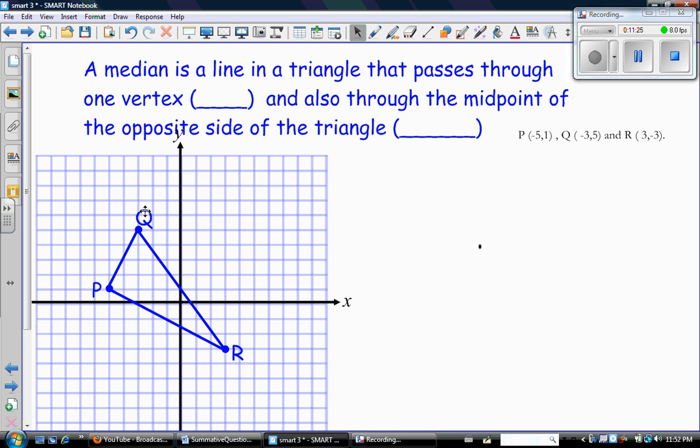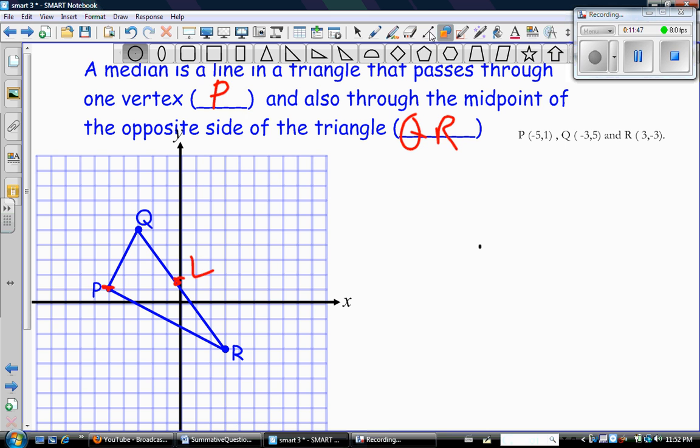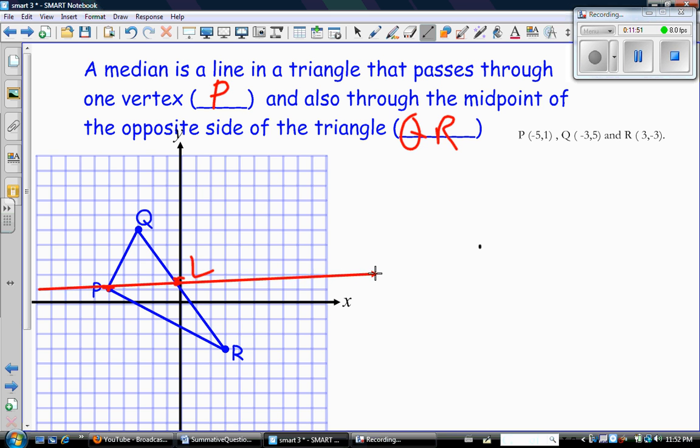We found the median from Q. We found the median from R. So this one has to be the median from P. A median is a line in a triangle that passes through one vertex, P, and also through the midpoint of the opposite side of the triangle. So the midpoint of QR is what we need. And I have JK, so this one's obviously going to be L. So there's going to be a line, something like this. It's going to be the median from P.